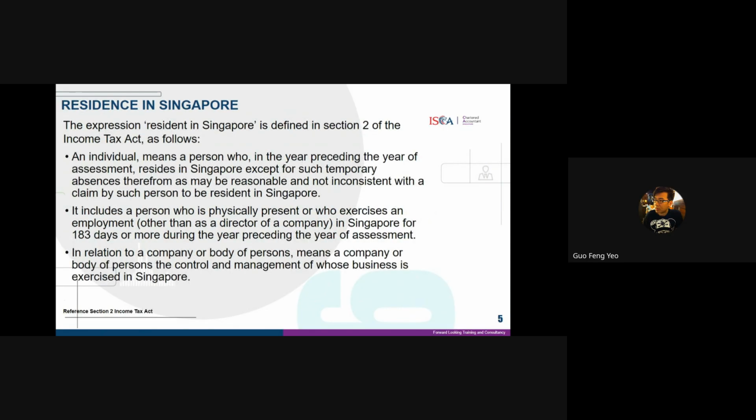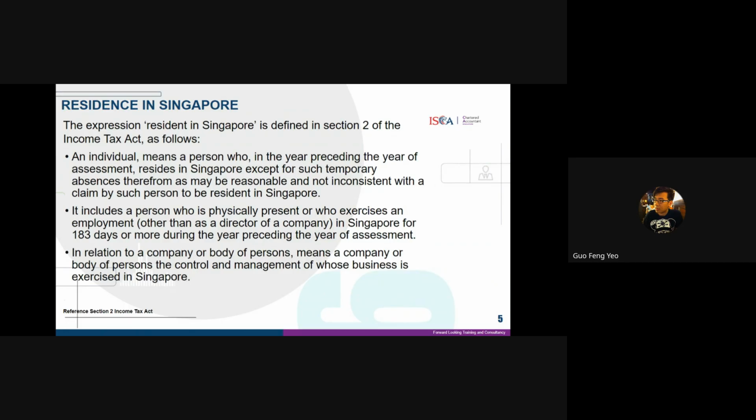Now, the expression resident in Singapore is defined in Section 2 of the Singapore Income Tax Act and is set out as follows. An individual means a person who, in the year preceding the year of assessment, resides in Singapore except for such temporary absences therefrom as may be reasonable and is not inconsistent with a claim by such person to be resident in Singapore.